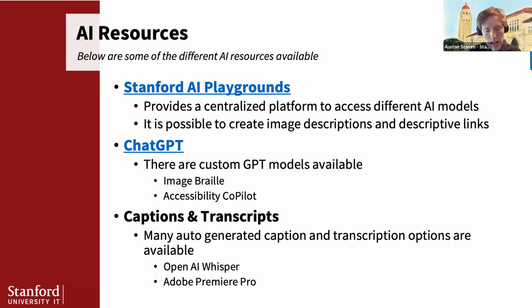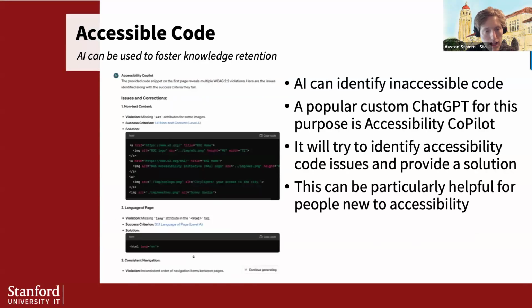There are also some, like OpenAI's Whisper and Adobe Premiere Pro, that really specialize in generating transcripts and captions. I think one of the most common ones now is from Apple, if you have a newer iPhone. Apple Intelligence has the ability to take a voice memo and immediately turn that into a transcript. So that's something to keep in mind as well.